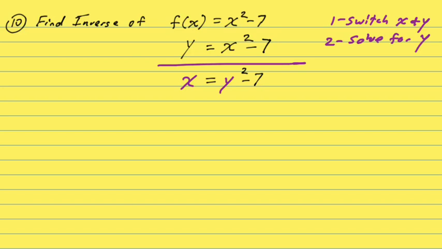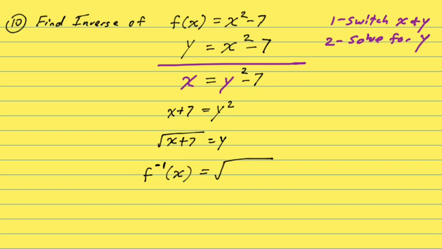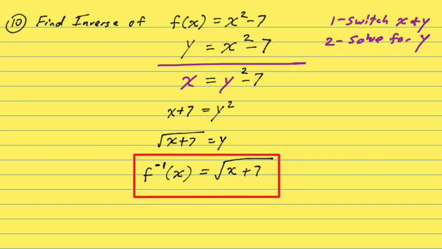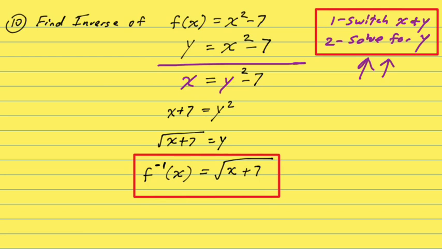So I switched x and y, now I'm about to solve for y. If I add 7, and then to get rid of the square, you take the square root. And that's the inverse. Many times the inverse is written with an f with a -1. But whatever you get after you switch x and y and solve for y, that will be your inverse. So again, to find an inverse, you want to switch x and y and solve for y.